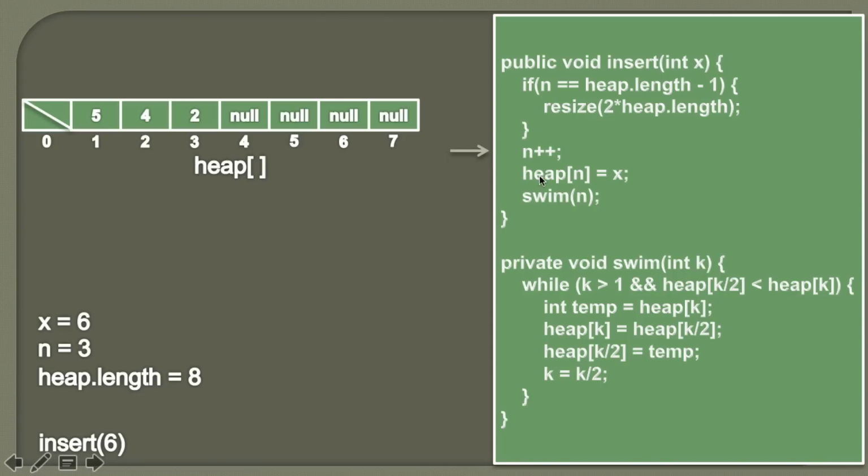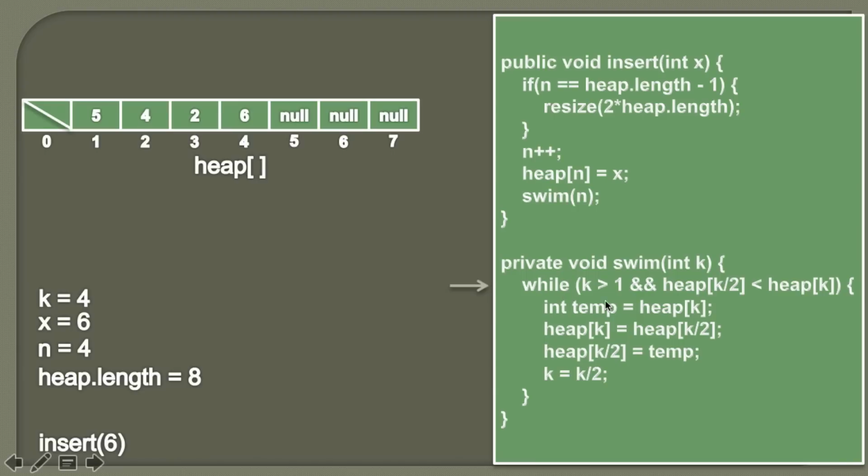So then we'll simply increment n by 1. And now we'll simply insert the value x at index 4. So it would look something like this. And then we'll simply perform bottom up reheapify at index 4. So k becomes 4.